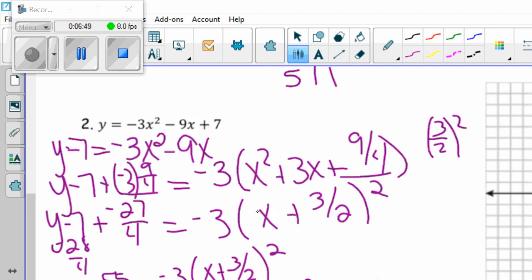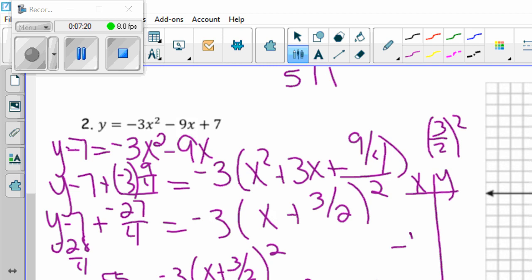My vertex is negative 3/2, because remember it always comes out of parentheses opposite, comma 55/4. Or if I don't like that, I want to know what is it in decimal or fraction, mixed number, I could say that's negative 1.5. 55/4 becomes 13 3/4. Make my XY table.